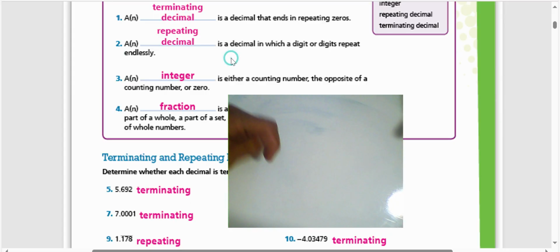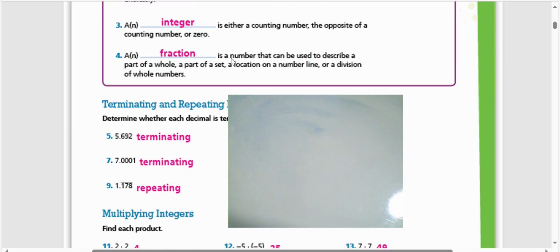And a fraction like 3/4, we call it a fraction. Numerator less than denominator, we call it a proper fraction. The numbers that can be used to describe parts of a set, a number line, or division of a whole number.